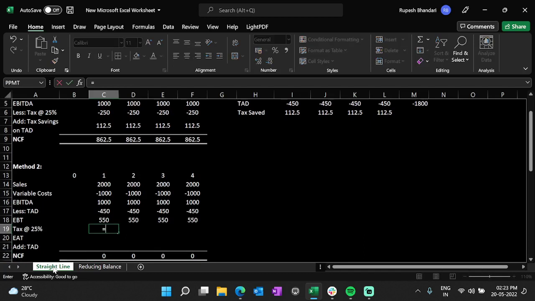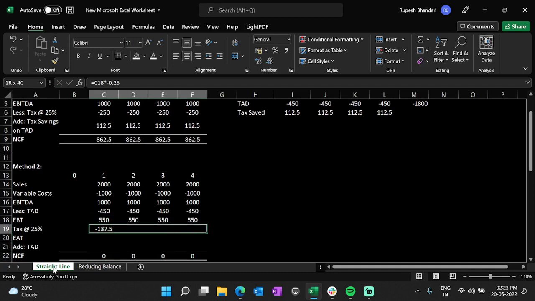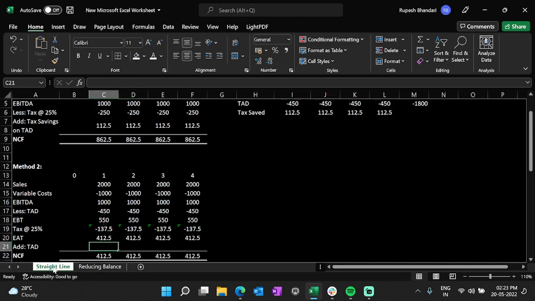So how much will be the tax? This amount into minus 0.25, right? So the same figure will be true for every other year. Then after that we just do the sum again. That's just the same formula, copying it across, and we get the same figure.